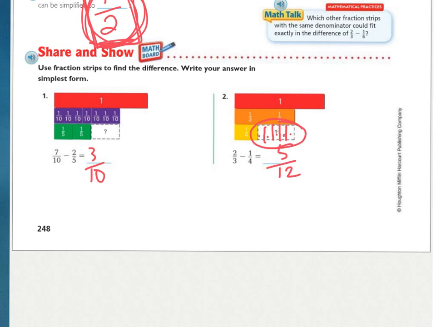All right, I need you to finish this on your own. You have problems 3 through 18 to complete. You can use the fraction tiles that are in your desk. I highly encourage you to do so. You can also work with a partner or meet me on the carpet. Good luck.